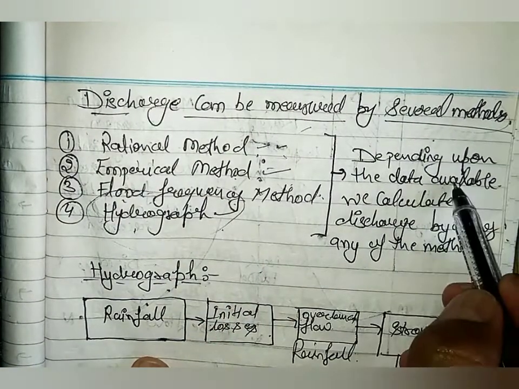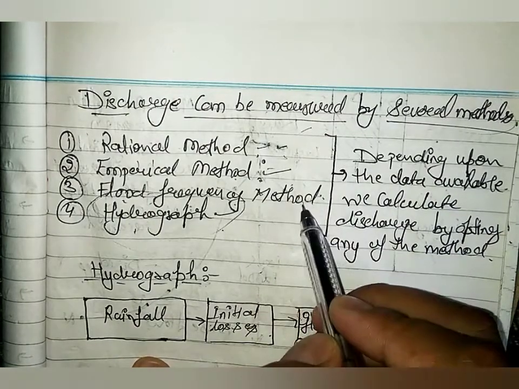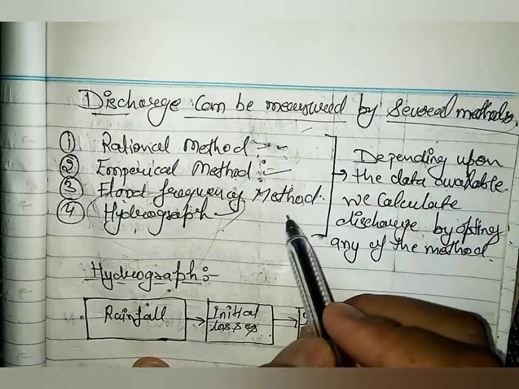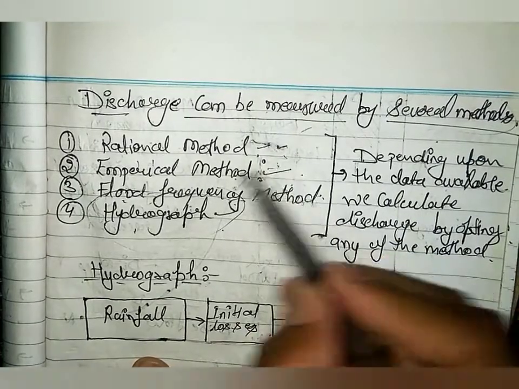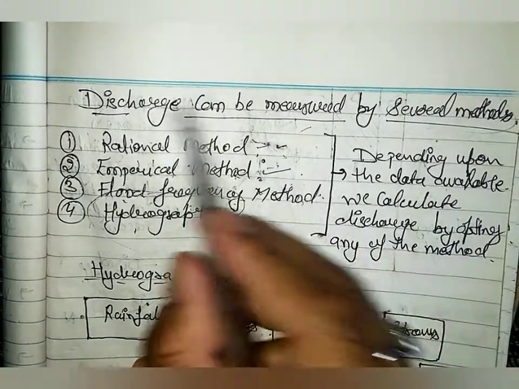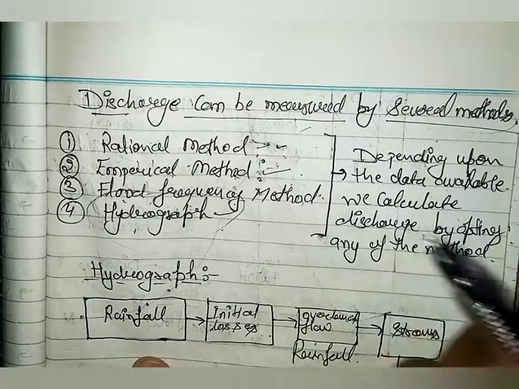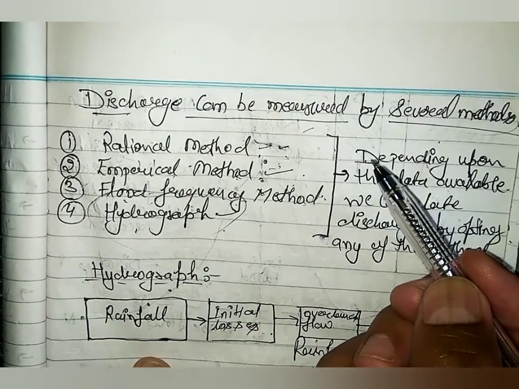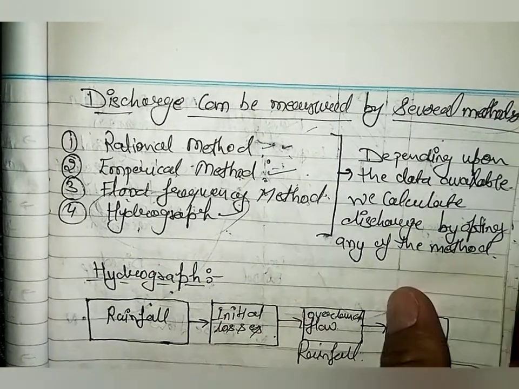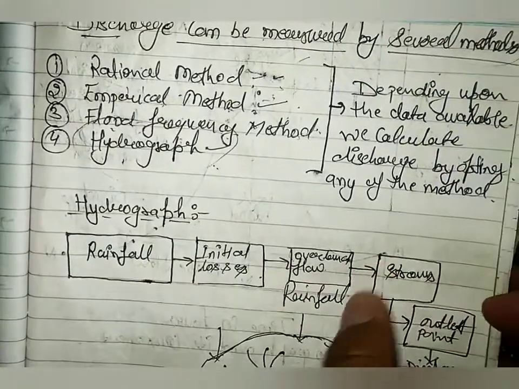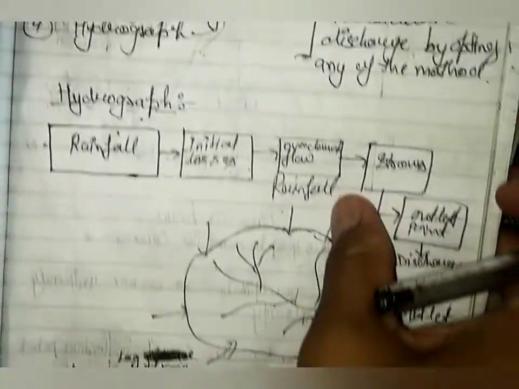Depending upon the data which is available, we decide what type of method we are going to opt for, whether we are going to use formulas for calculation, the empirical method, or take practical considerations, or we are going to plot a hydrograph. Okay, so here we are just going to study the fourth method, that is the hydrograph method.